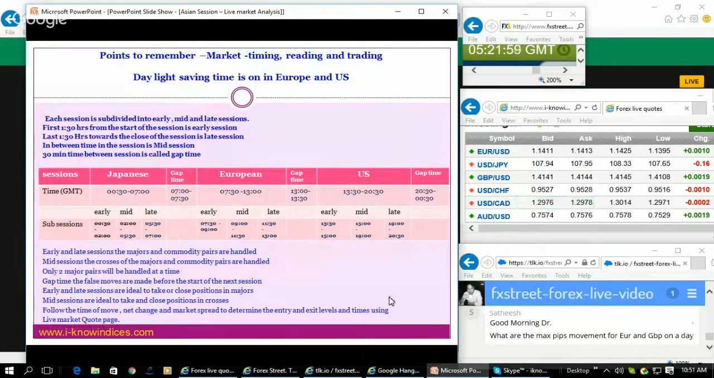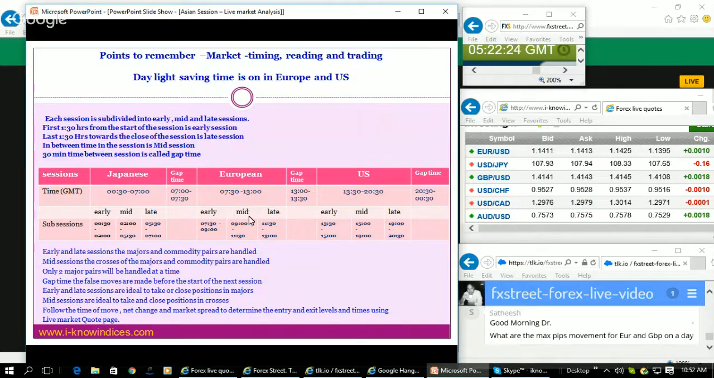Then these are all the session timings, and you can follow those timings. The Japanese session gets over by 7 GMT. Then 7:30 to 13 GMT is the European session. 13:30 to 20:30 GMT is the US session. In between, you come across the gap time. Follow the market only using GMT time, not your local time.